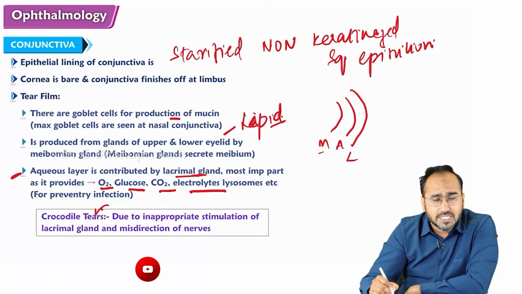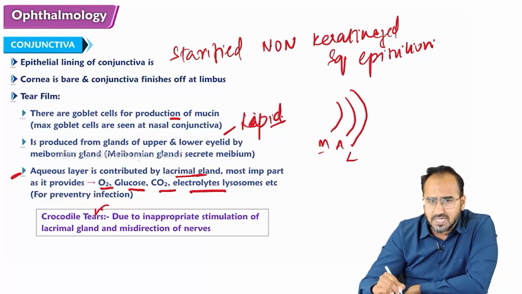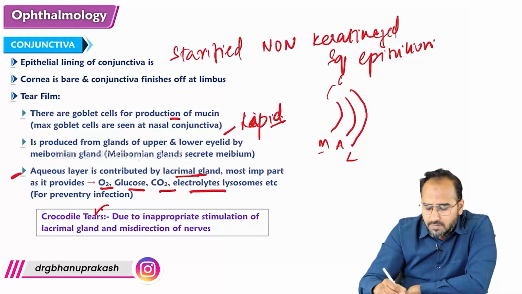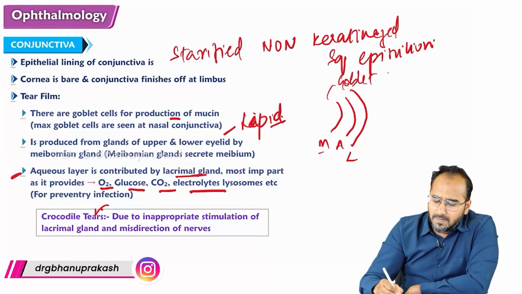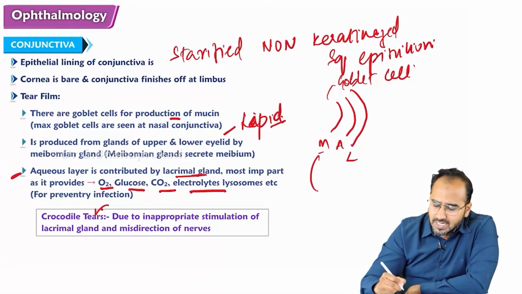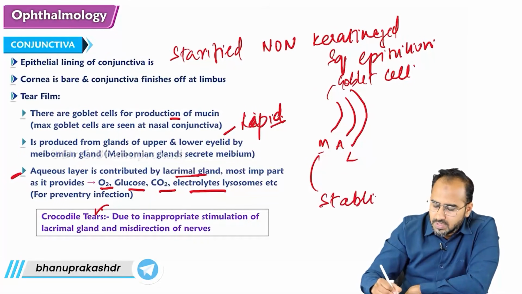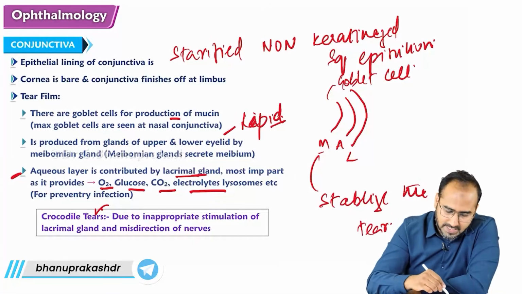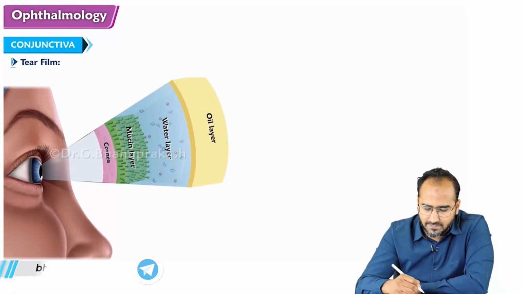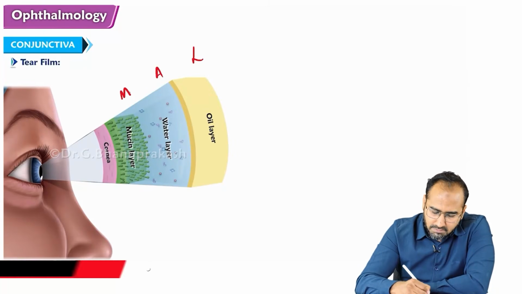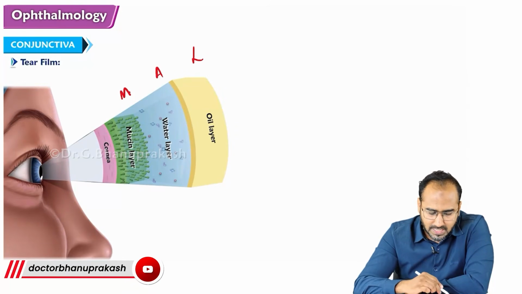So once again, guys, the 3 layers of the tear film are lipid layer, aqueous layer and mucin layer. Lipid layer is formed by meibomian glands. Aqueous layer is formed by lacrimal glands. And mucin layer is formed by what cells? Goblet cells. What is the function of this mucin layer? The function of the mucin layer is to stabilize the tear inside the eye. This is the tear film, guys. Okay? It has lipid layer, aqueous layer and mucin layer, right?